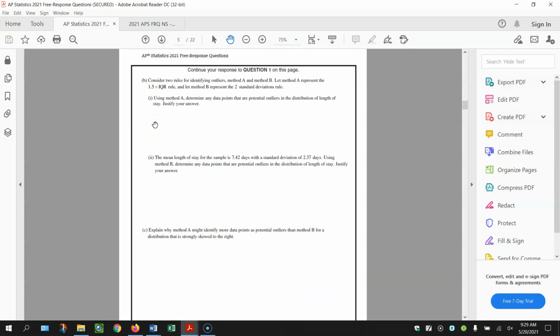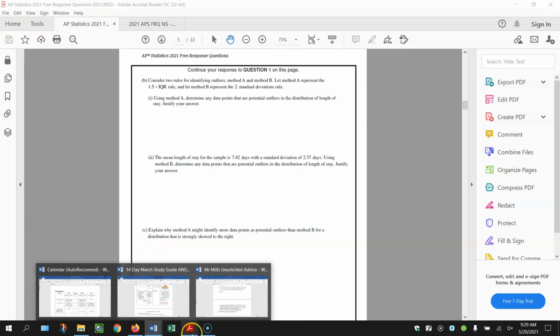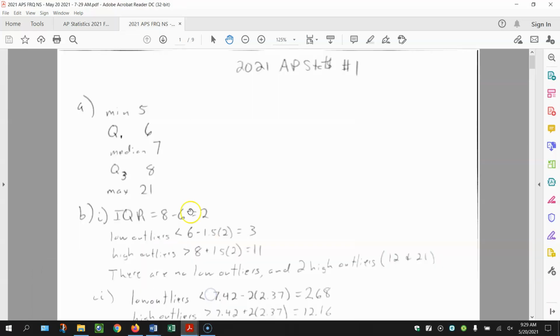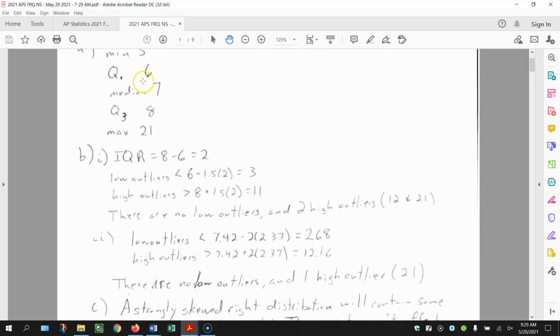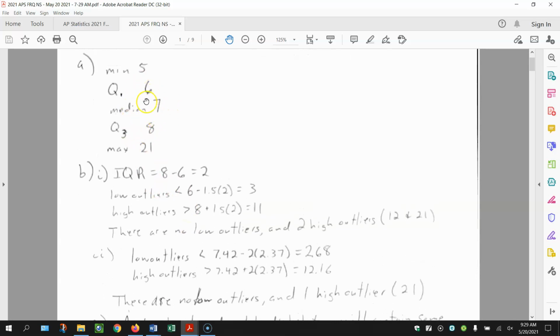They wanted you to use the outlier rule. So for the outlier rule, now hopefully you just made up some quartiles if you didn't have an idea on how to do part A, and you could get an essentially correct for this potentially. It's just quartile 1 minus 1.5 times the IQR, and quartile 3 plus 1.5 times the IQR. So there's no low outliers and there's 2 high outliers. 12 and 21 both fall above this threshold of 11.